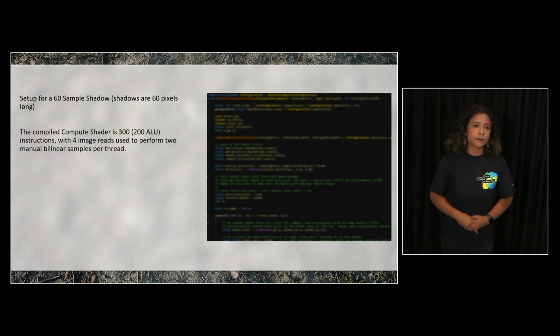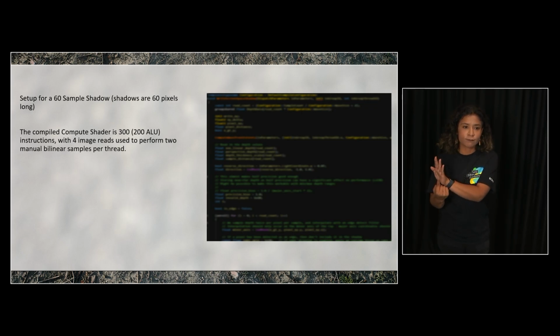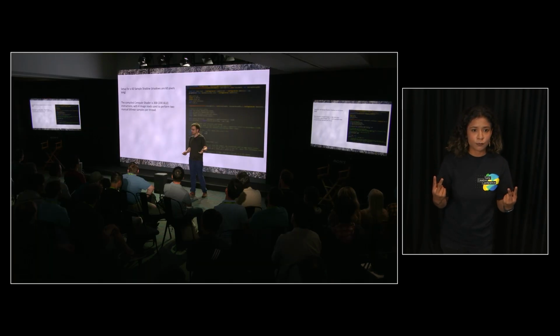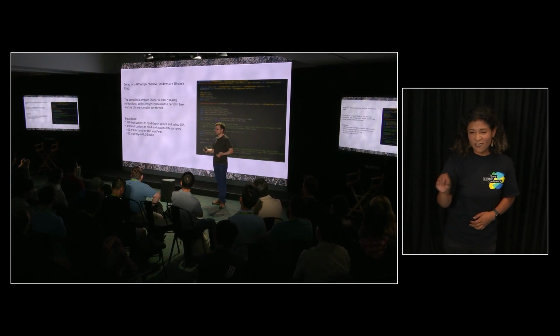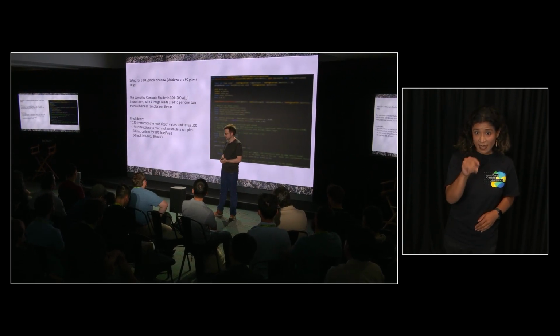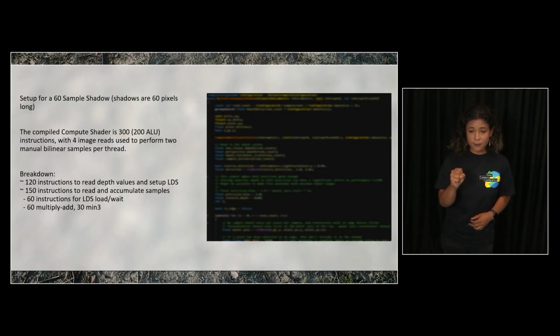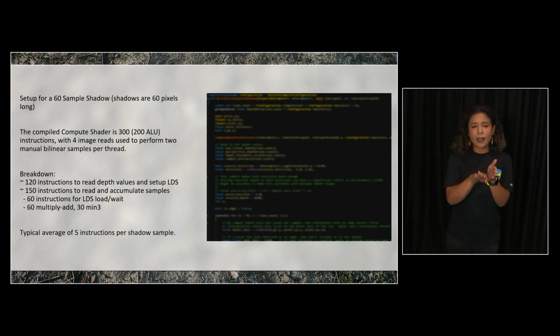The compiled compute shader was less than 300 instructions, 200 of which was ALU. And if you remember, 4 texture samples per thread, because it did the 1 sample bilinear, which is 2, and then the extended sample, another 2 samples. In terms of actual instructions, this broke down to roughly 50-50 setup and iteration. The iteration itself for 60 samples was about 100 and something instructions. So on average, it was less than 5 instructions per sample.